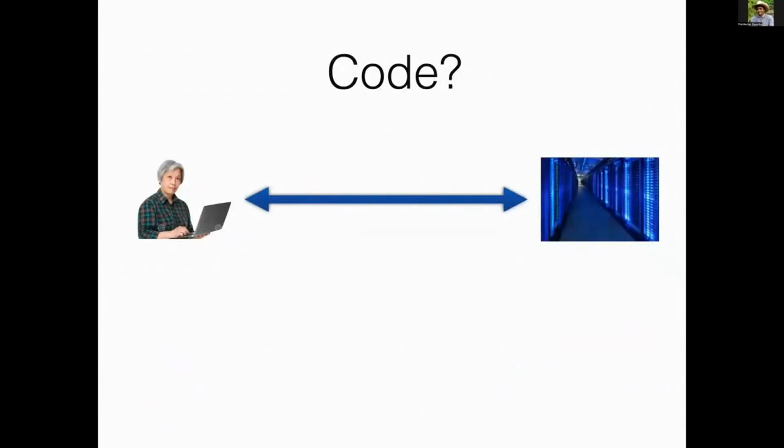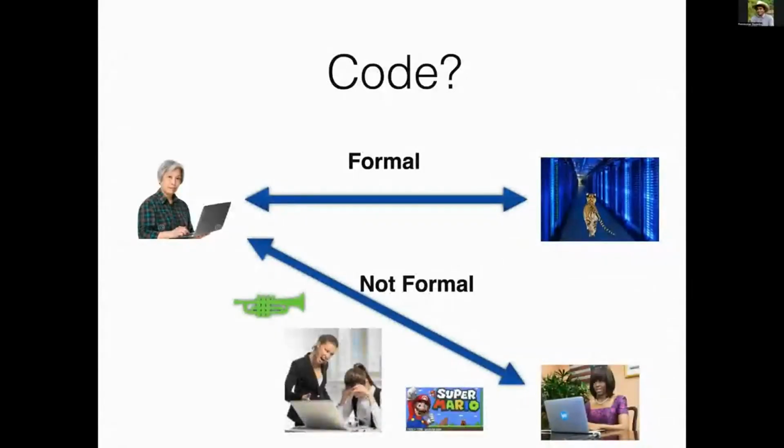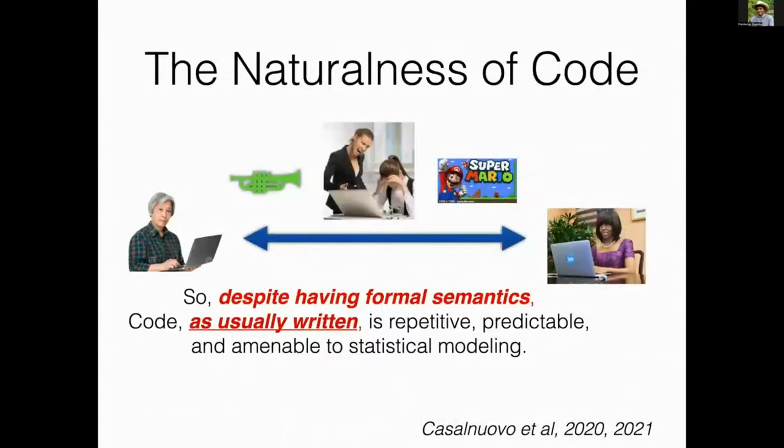Code, on the other hand, has formal semantics, which are faithfully followed by computers. So if a tiger were to wander the hallways of a server farm, the machine is going to just ignore it and do what we tell it to do faithfully. On the other hand, human beings don't interpret the code formally. They are subject to all sorts of distractions. And so code has two channels that are not exactly the same. One of them is formal and not subject to noise. The other one is. So from this comes about the naturalness of code.